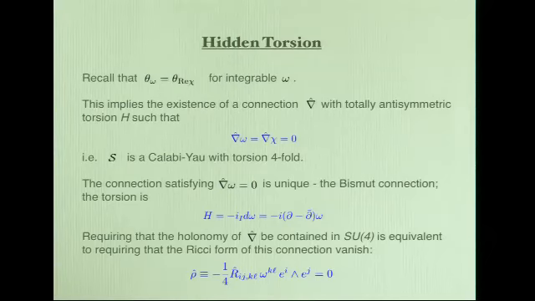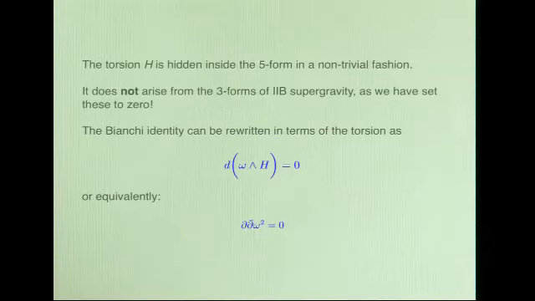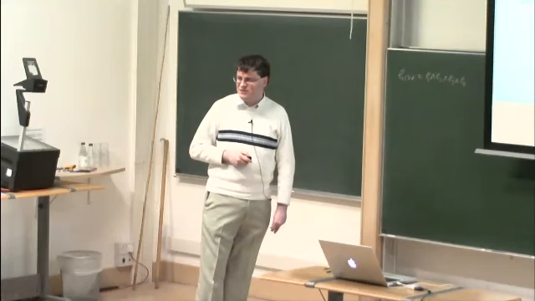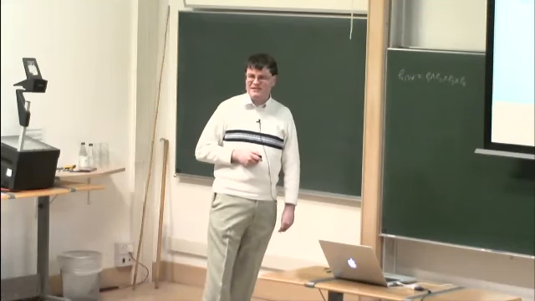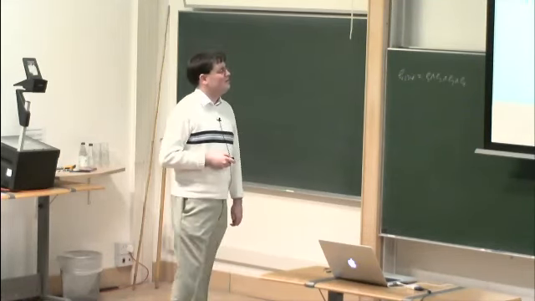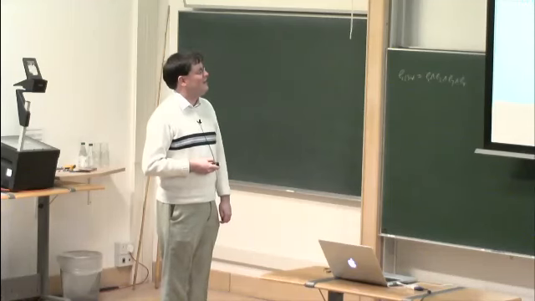Now, we know that the connection satisfying this condition is unique. It's just the Bismut connection with torsion, which I'd written down before. Requiring that the holonomy of this connection is contained in SU(4), which is obtained from this, is equivalent to requiring the Ricci form of the connection vanish, which you get from this hatted connection. Now, this torsion H is hidden inside the 5-form in a non-trivial way. As I mentioned before, you don't get this from the 3-forms of IIB supergravity, because in this case I've actually killed those off. It's coming from the 5-form, but in a non-obvious way.